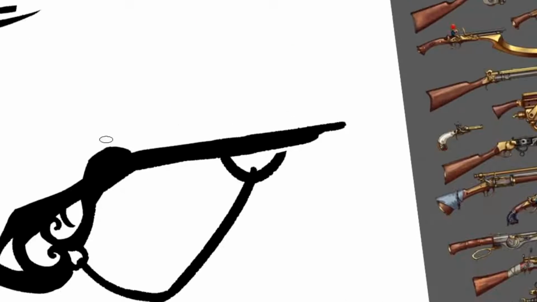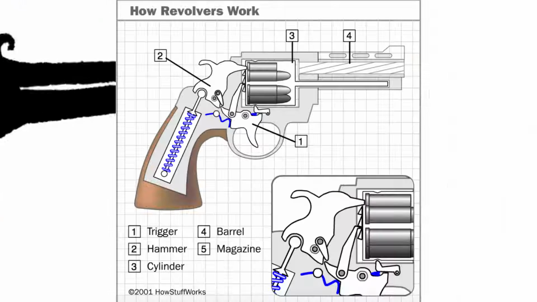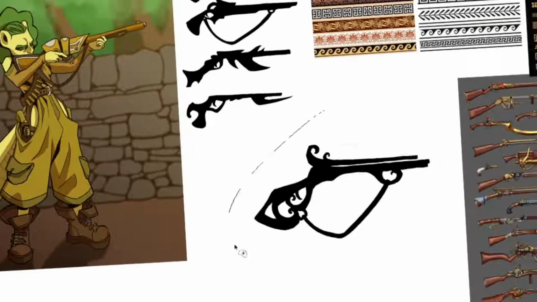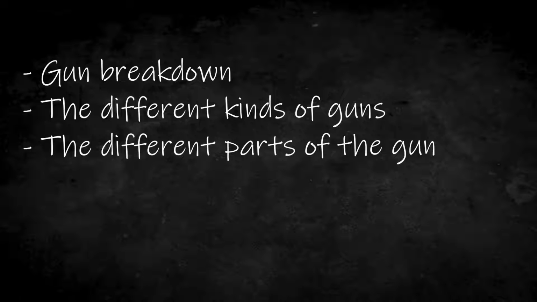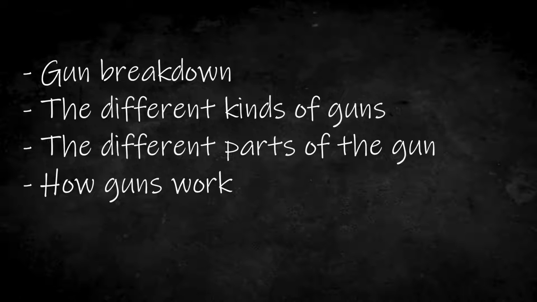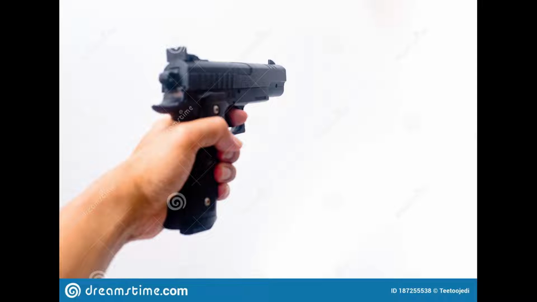The objective is that by the end of it, you'll be able to draw and design guns by yourself by understanding kinda like how they work, in a way that even a dumb artist like you can understand. In this video, we'll look at how to break guns down into simple shapes, what the different kinds of guns are, what the different parts of it are, the more technical aspects of how they work, and how to draw them in perspective. So let's start with the parts of the gun.